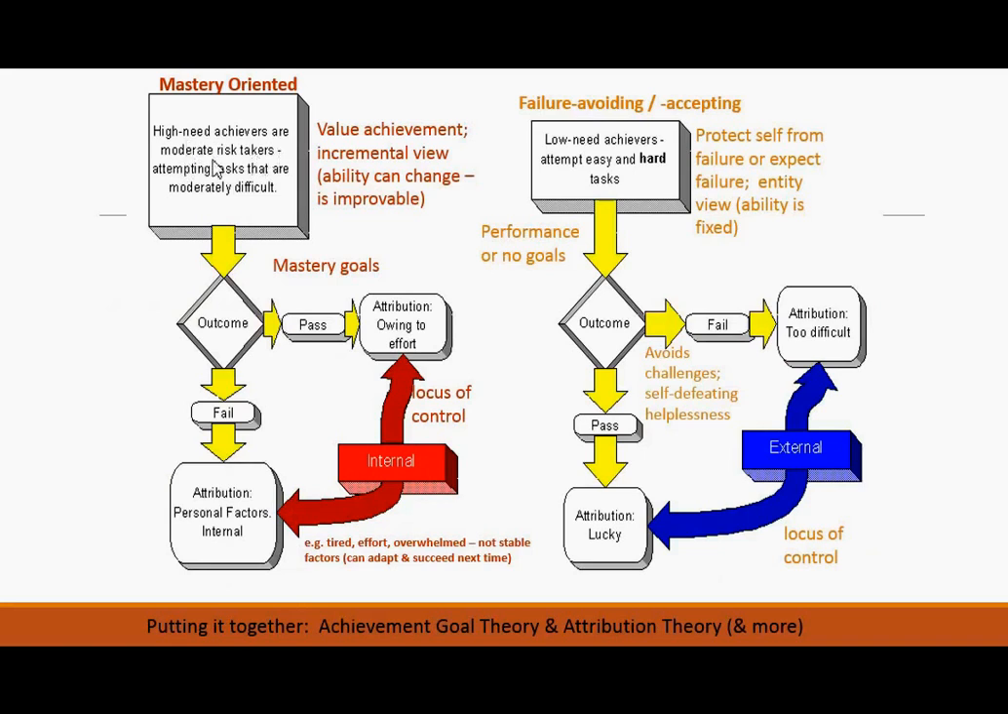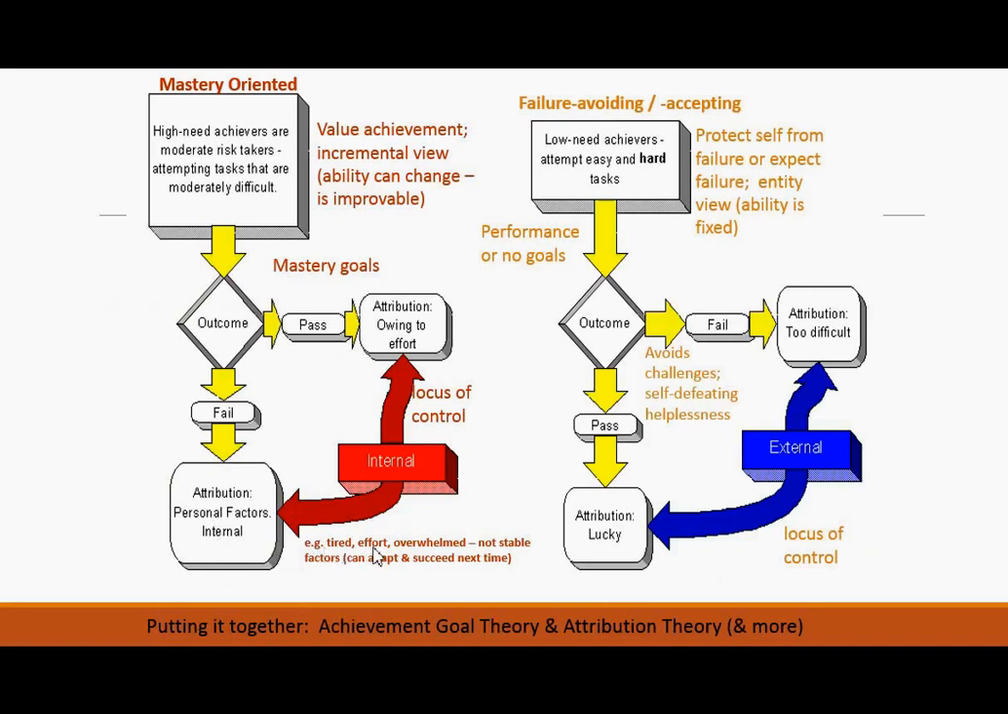High need achievers are moderate risk takers. They will try something hard. They're not just going to try all the easy stuff every time. They're going to attempt tasks that are moderately difficult. They value achievement, incremental view of knowledge and intelligence. Ability can change and is improvable. They choose mastery goals, of course. Their outcome, if they pass, it's due to effort. If they fail, the attribution is, it's my fault.